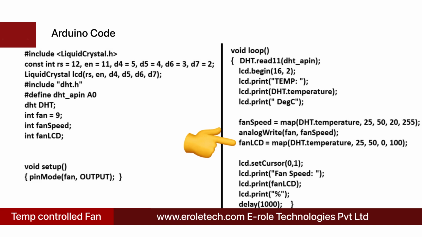fan = map(DHT.temperature, 25, 50, 0, 100). This function will measure the fan speed in percentage. LCD.setCursor(0,1). It will print the message in the next line on the LCD display. LCD.print(fan). This function will print the fan speed in percentage on the LCD screen. delay(1000). This function will generate a 1 second delay.